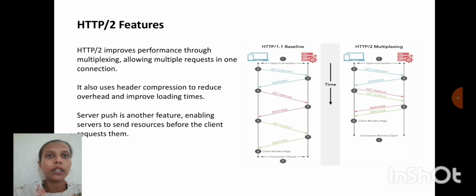HTTP/2 features. HTTP/2 improves performance through multiplexing, allowing multiple requests in one connection. It also uses header compression to reduce overhead and improve loading time. Server push is another feature, enabling servers to send resources before the client requests them.